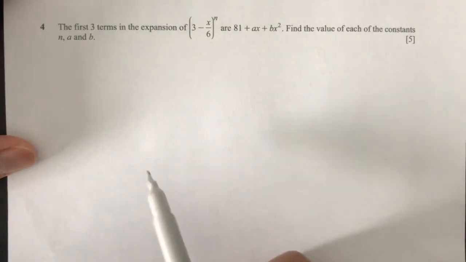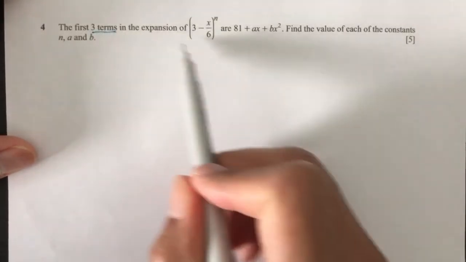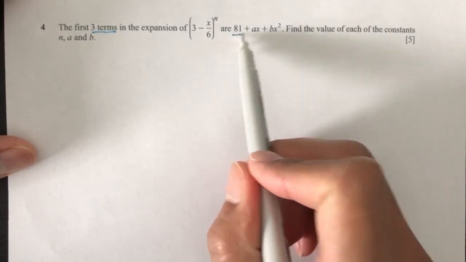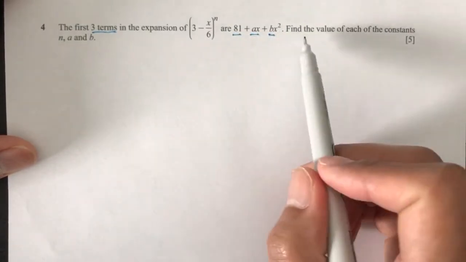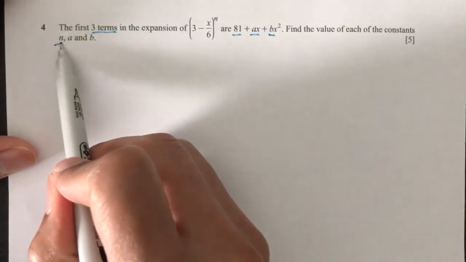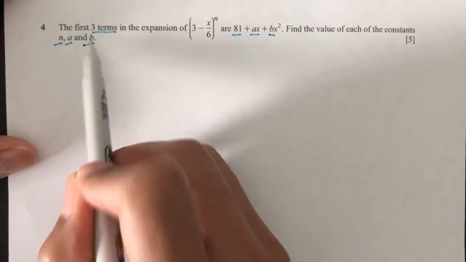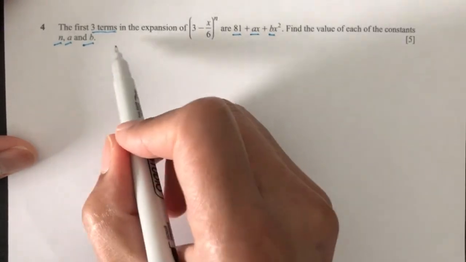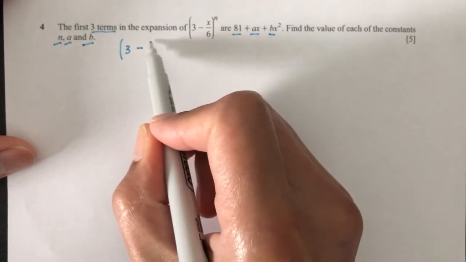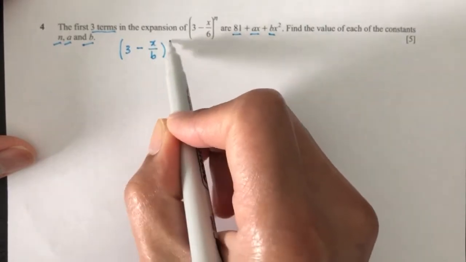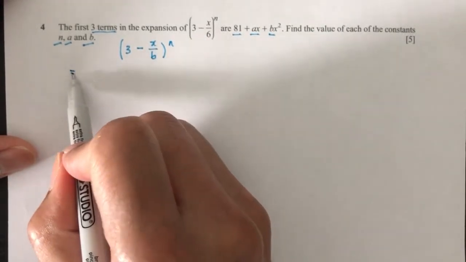Moving on to question number 4, it says the first 3 terms of this expansion are equal to this, this, and this. Find the value of each constant n, a, and b. So we have to expand this, 3x over b, and so we have to use our formula.